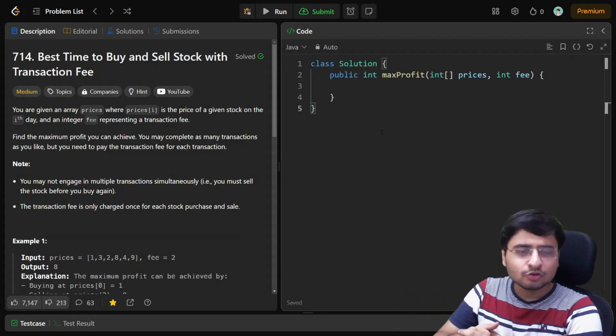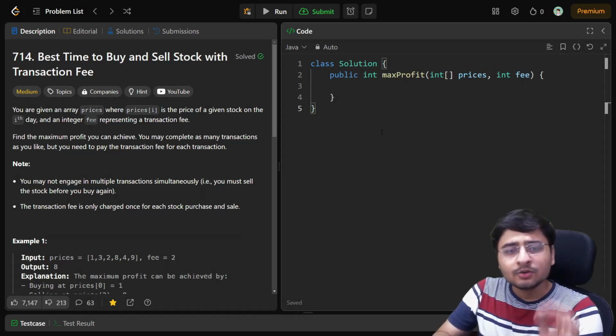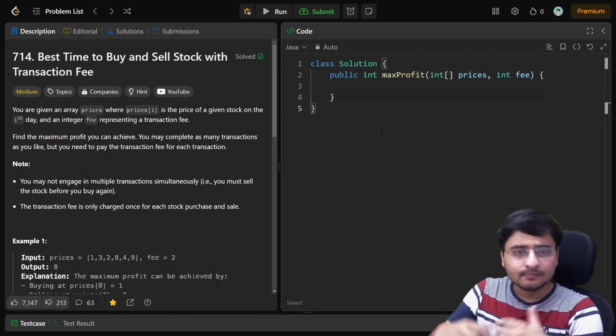So in today's lecture, we're going to talk about a question called best time to buy and sell stock with transaction fees. This is the second last problem of this whole buy and sell stock series. Let's quickly talk about the question and then try to solve this. The question says that you are given an array prices where prices of i is the price of the given stock on the ith day.